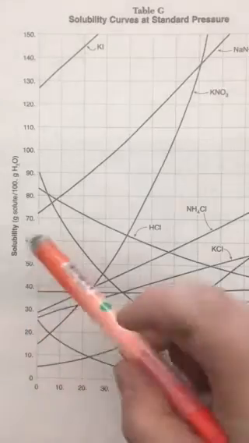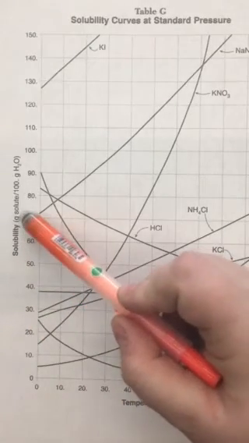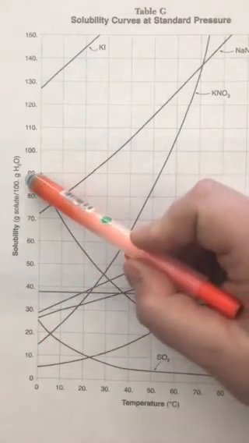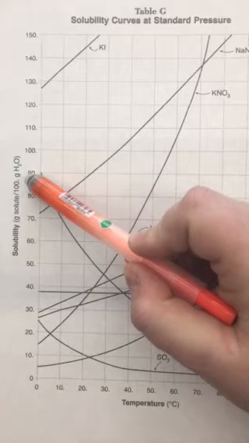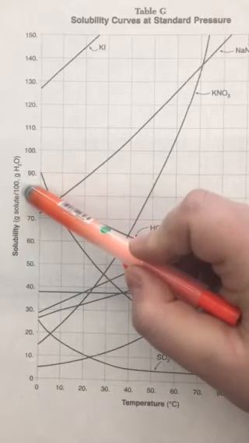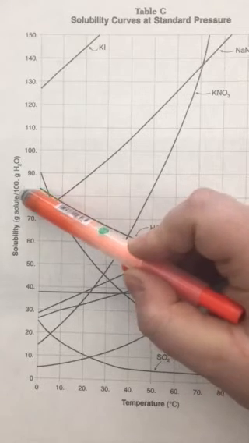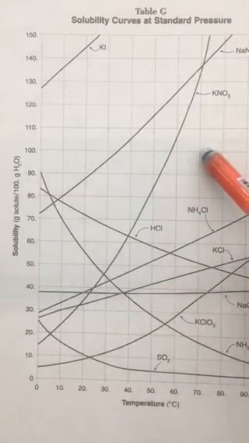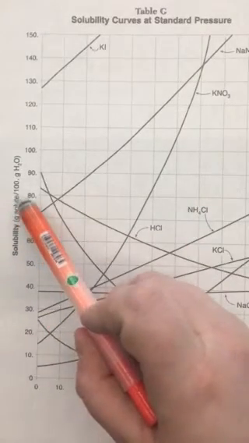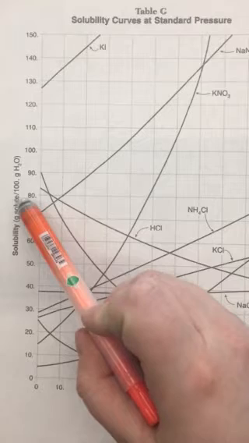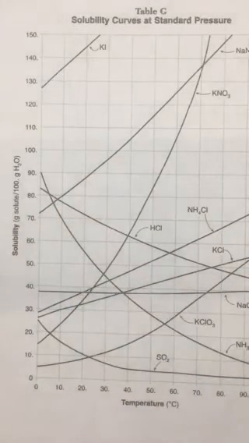On the y-axis, we have the solubility, how many grams of solute will dissolve in specifically 100 grams of water. It has to state the mass of water because if I change the amount of water, I'm also going to change how much I can dissolve. So any number that I read off this graph is for specifically 100 grams of water. If I have twice as much water, I'll have twice as much solute that can dissolve.